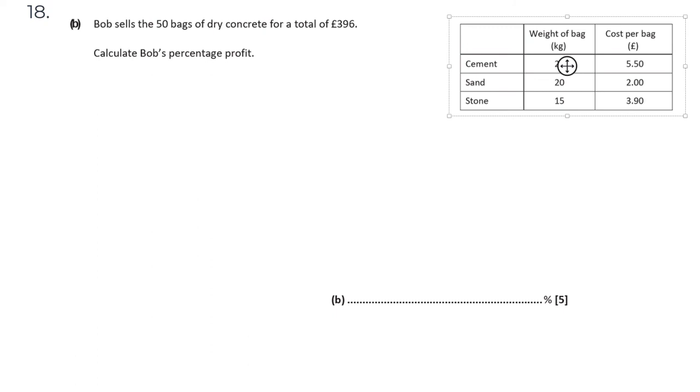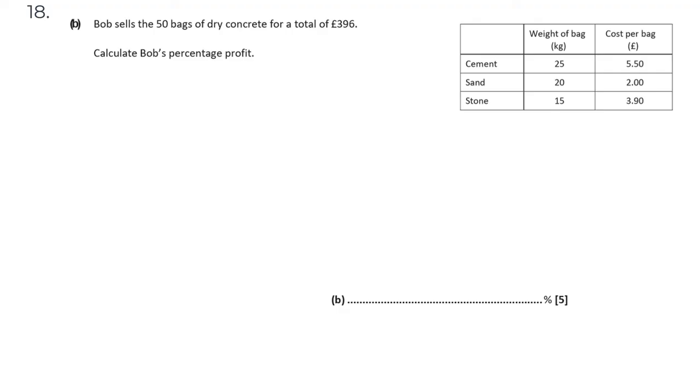Well, his profit is going to be his income, which is going to be the £396, minus his expenditure, how much he spent on buying the stuff to start with. So we know his income already, it's 396, but we don't know the outgoings yet because we haven't calculated it. So that's the first job we need to do.